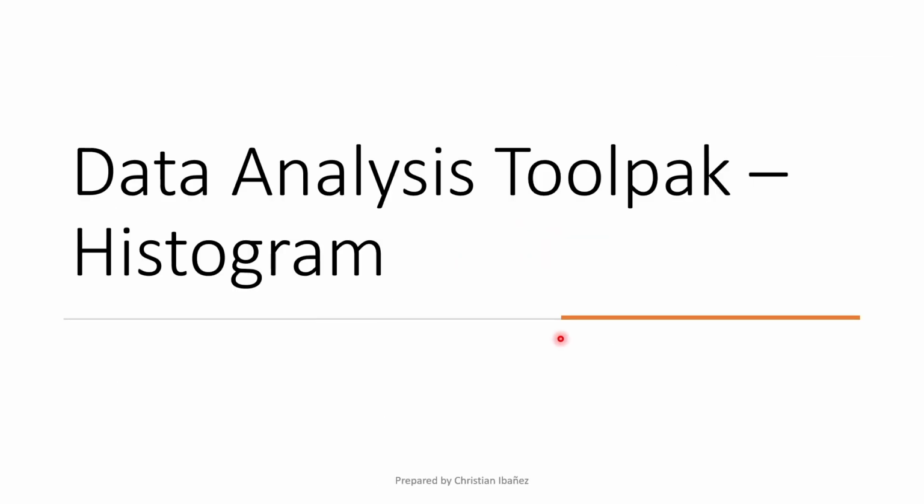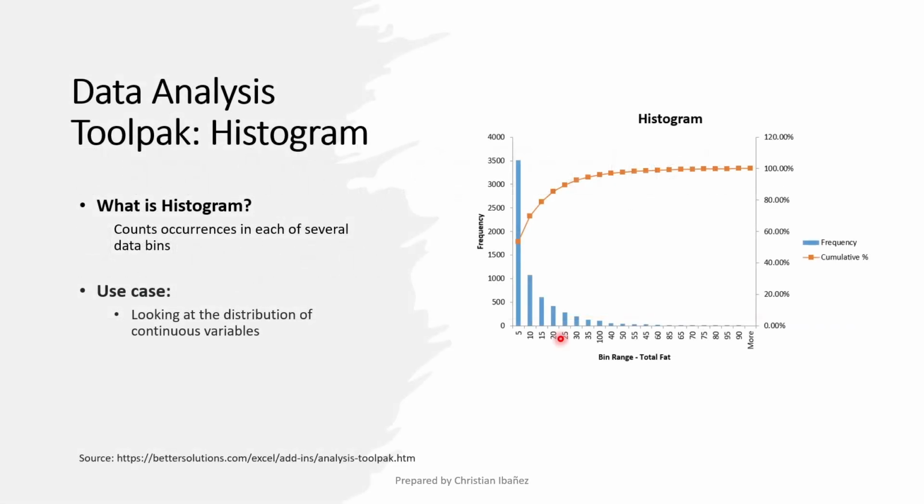Okay, so right now we are on our fourth tool under Data Analysis Toolpak, which is called histogram. And now let's define what a histogram is. A histogram is simply a count of occurrences in each of several data bins.